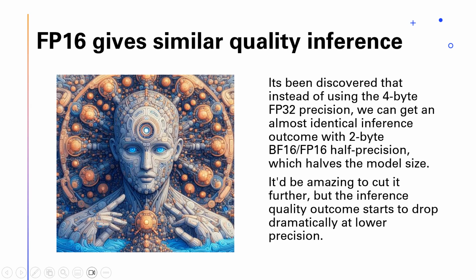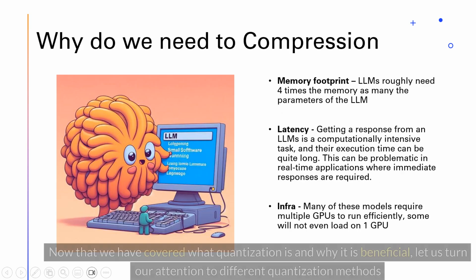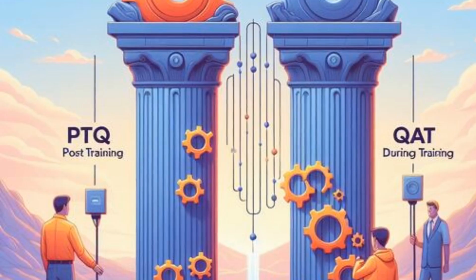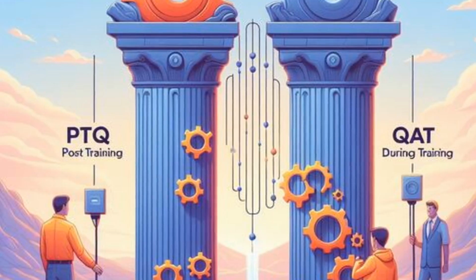It's been discovered that instead of using the 4-byte FP32 precision, we can get an almost identical inference outcome with 2-byte FP16 half precision, which halves the model size. Now that we have covered what quantization is and why it is beneficial, let us turn our attention to different quantization methods. There are 2 main approaches for quantization.